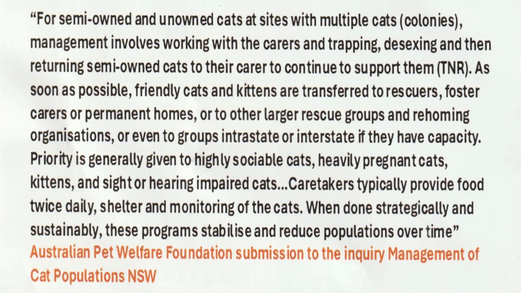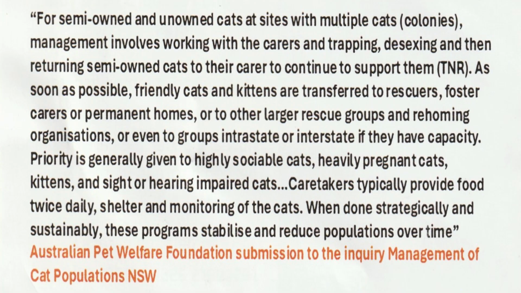As soon as possible, friendly cats and kittens are transferred to rescuers, foster carers, or permanent homes, or to other target rescue groups and rehoming organizations, or even to groups intrastate or interstate if they have capacity. Priority is generally given to highly sociable cats, heavily pregnant cats, kittens, and sight or hearing impaired cats. Caretakers typically provide food twice daily, shelter, and monitoring of the cats. When done strategically and sustainably, these programs stabilize and reduce populations over time.